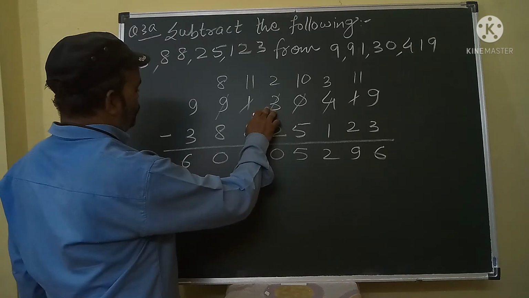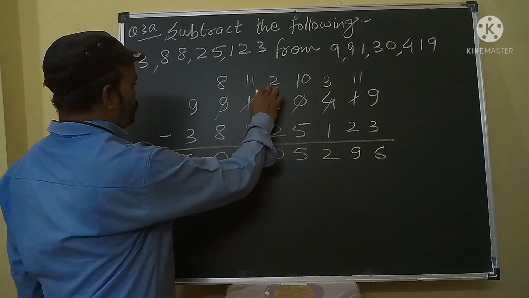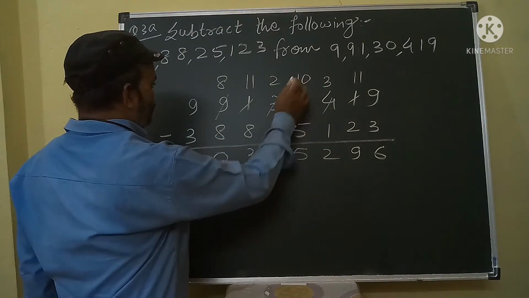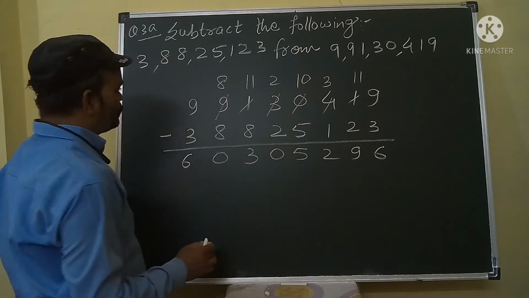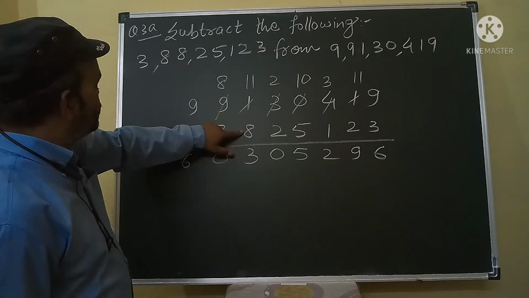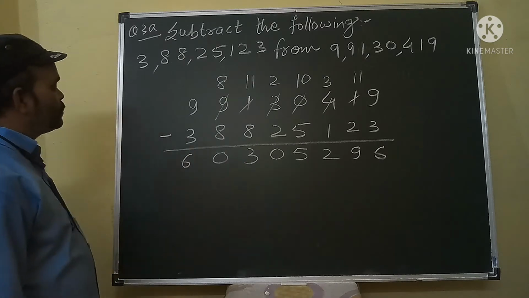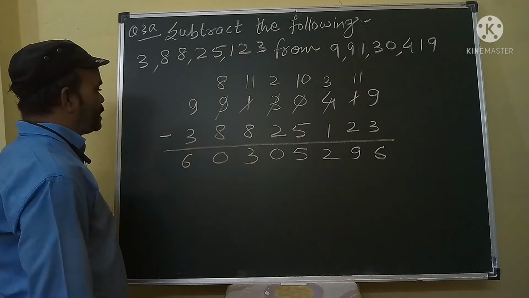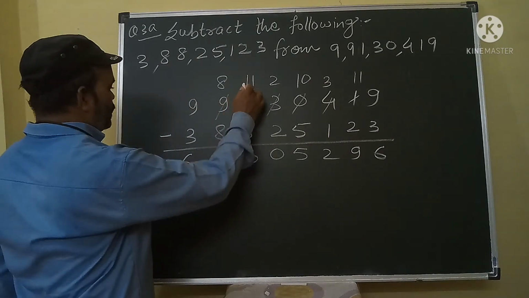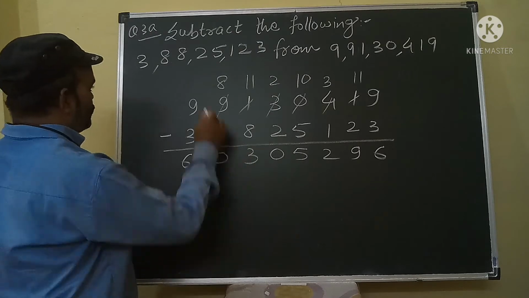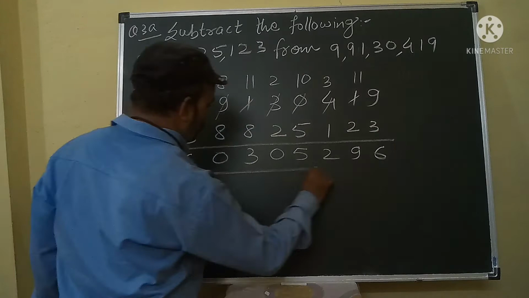Next number is 3. If you take one number borrow from 3, so 3 converted to 2 and 0 converted to 10. 10 minus 5, 5. 2 minus 2, 0. This is 1, this is 8. We cannot subtract 8 from 1. So what will you do? We take one number borrow from 9. So 9 converted to 8 and 1 converted to 11. 11 minus 8, 3. 8 minus 8, 0. 9 minus 3, 6. Okay.